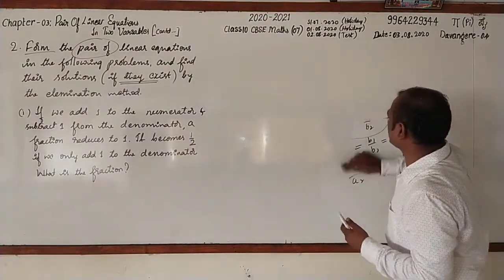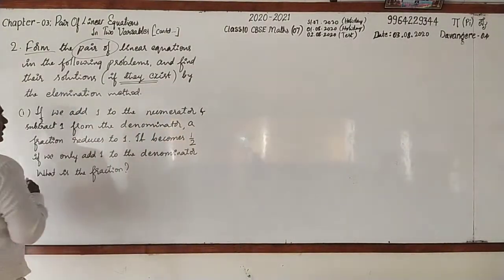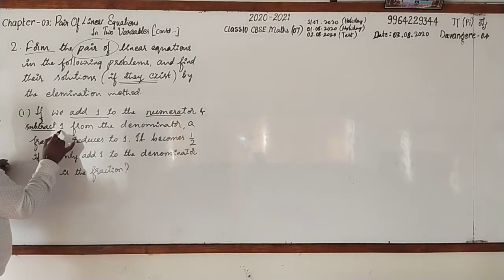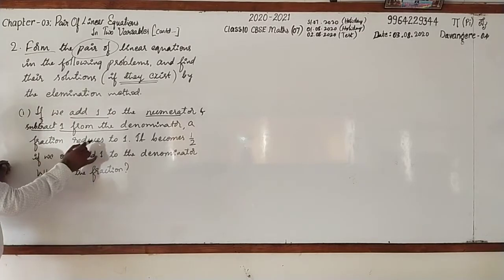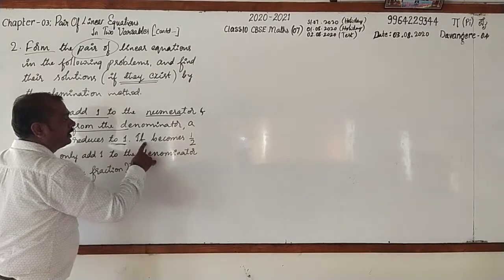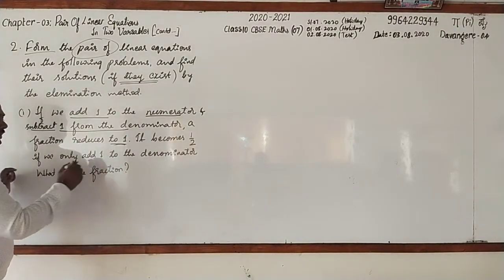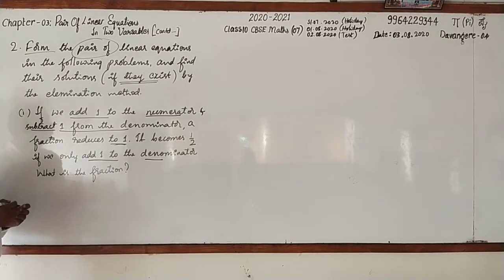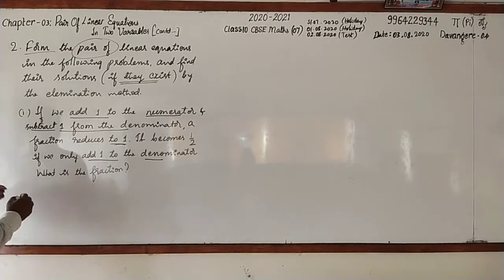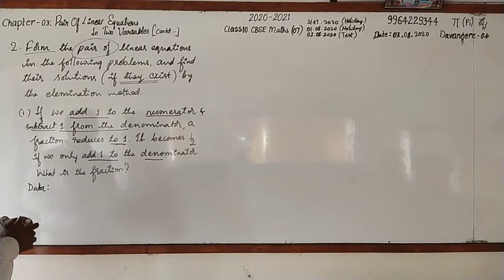Okay? And observe, the first statement is: if we add 1 to the numerator and subtract 1 from the denominator, a fraction reduces to 1. Got it? And it becomes 1 by 2 if you only add 1 to the denominator. Then what is the fraction? Is it not simple? Yes. Now, first let us go for converting the given statement into equations.